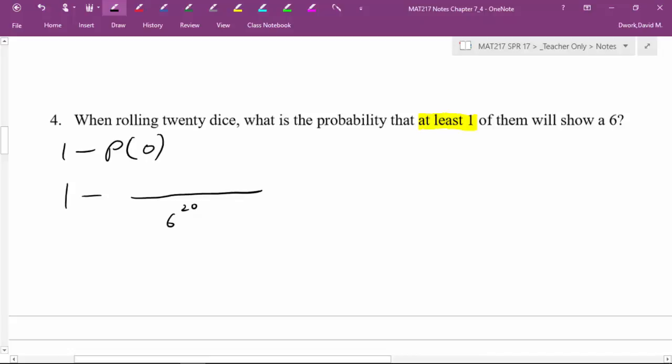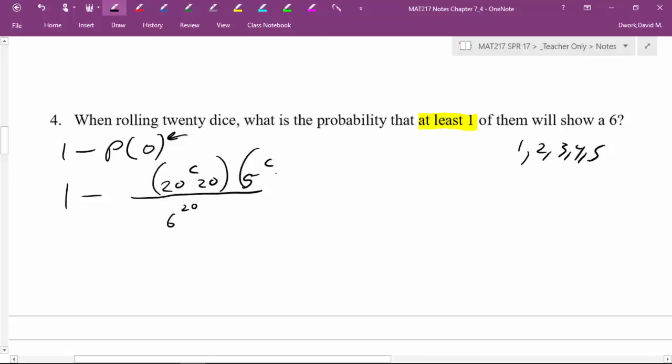Numerator. The numerator is my event where I want none of them to show the number 6. So we rig the game. We guarantee it's going to happen. First things first, out of my 20 dice, I'm going to choose all 20 of them. And then for my faces, I am going to choose out of the 5 remaining faces. When I put a 5 here, what I really mean is they could have a 1, a 2, a 3, a 4, or a 5. Any of those is fine, just as long as it's not a 6.